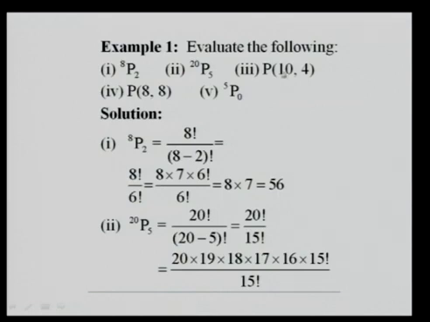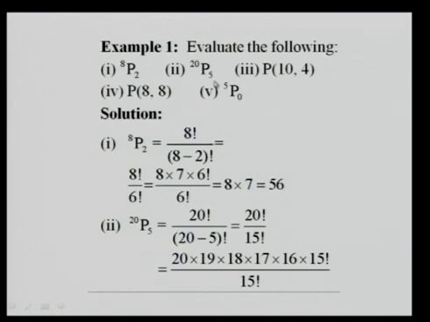Let us take one example which will explain how we work with permutations. For 8P2, we want to find out the number of ways 8 things can be arranged by taking 2 at a time. The formula is factorial 8 divided by factorial 8 minus 2, which is factorial 6. Factorial 8 can be written as 8 into 7 into factorial 6. After cancelling factorial 6, we have 8 into 7 equal to 56.